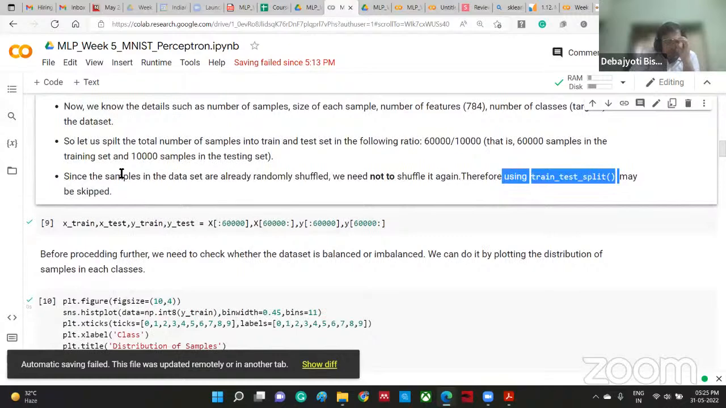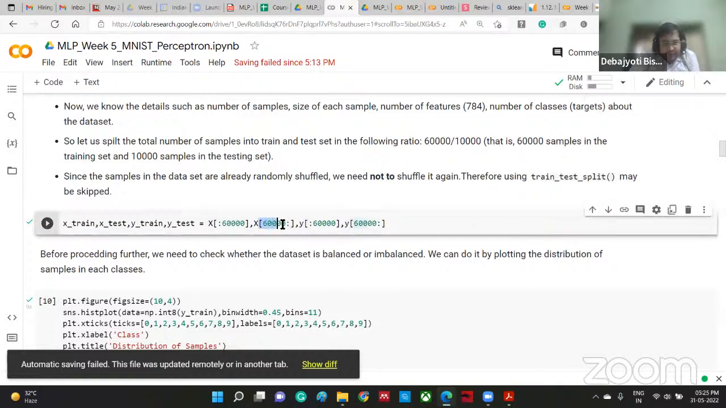Okay. So the next lines of code will be X train, X test, and Y train, Y test. We are just taking up to 60,000. So what is the test set? X from 60,000 to the remaining, and Y also from 60,000 to the remaining. So X test is X from 60,000 to the remaining part, and Y test is Y from 60,000 to the remaining part. X train is from 0 to 60,000.